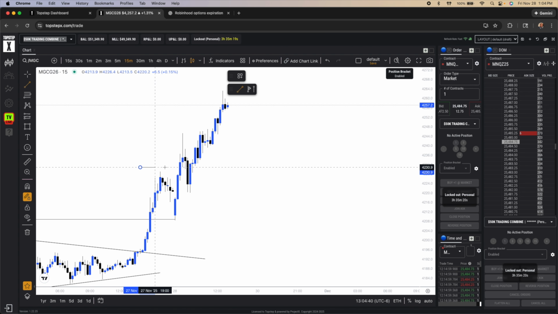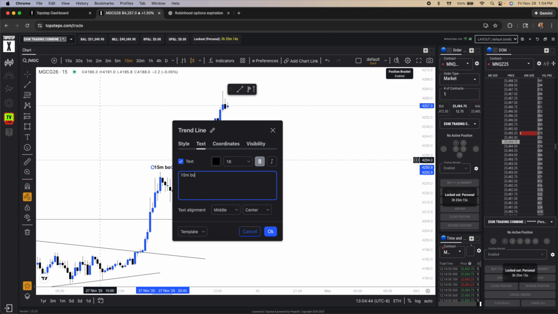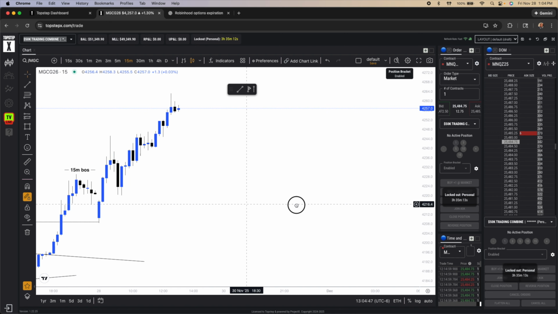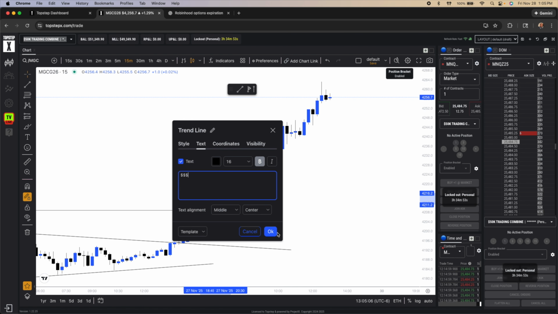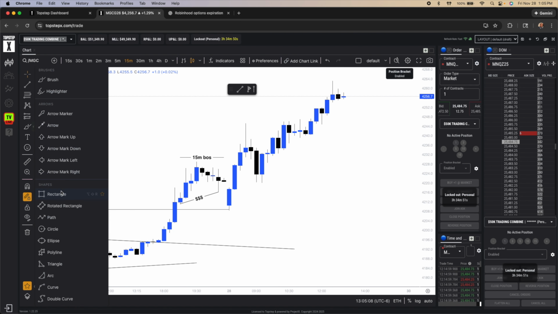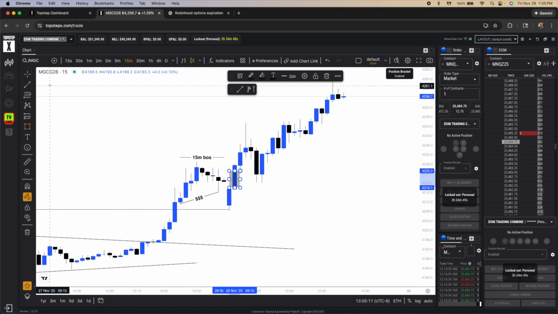So on the 15-minute, we get a 15-minute break of structure to the upside right here. We have that strong push in price from this low to this high. We have imbalance inside of that range as well in two different spots. And then this is the liquidity that was taken before the impulse to the upside, which further validates this demand zone as being valid. So we literally have everything for this demand zone to be valid.